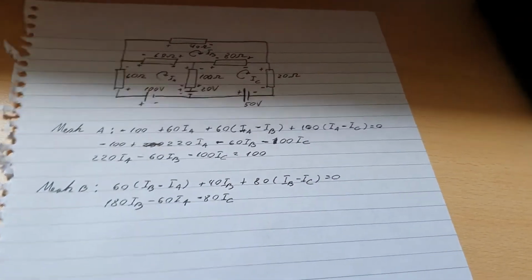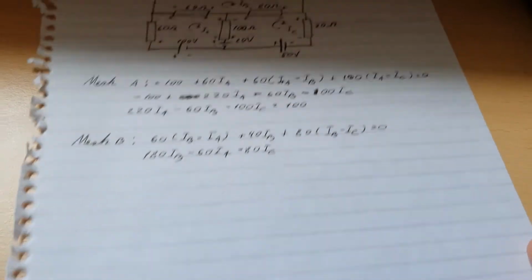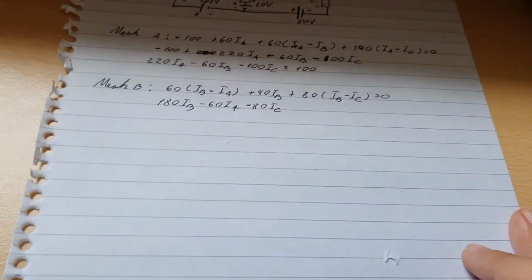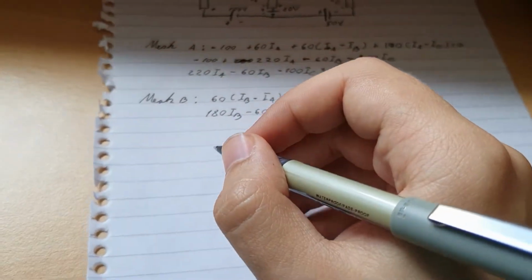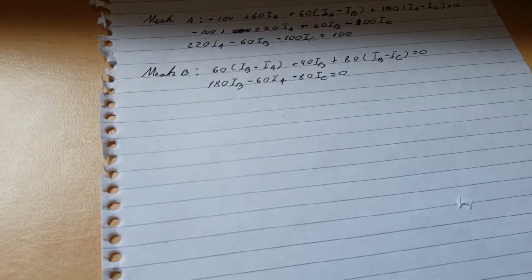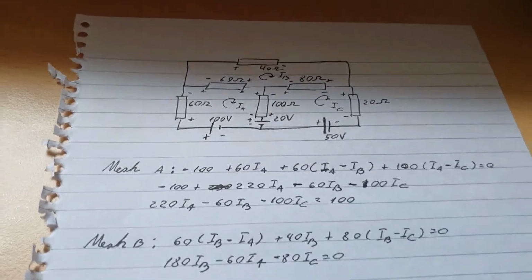So this one was a bit simpler because there is no voltage, and that's how you do it when there is no voltage. You simply don't include it, and all of it will be equal to 0. Now let's go for the last one, which will be IC.